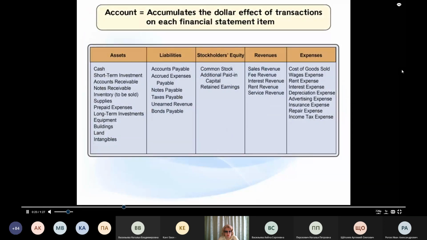For example, most companies set up separate accounts for cash to make sure enough is on hand to pay bills, accounts receivable to keep track of what is owed by customers, and supplies to know when to reorder. As the company grows and acquires additional assets, additional accounts are set up for those assets.